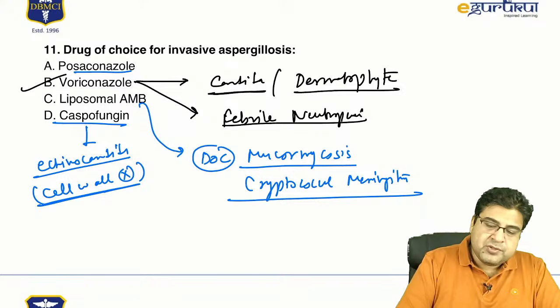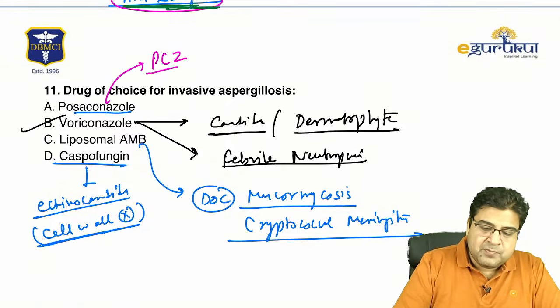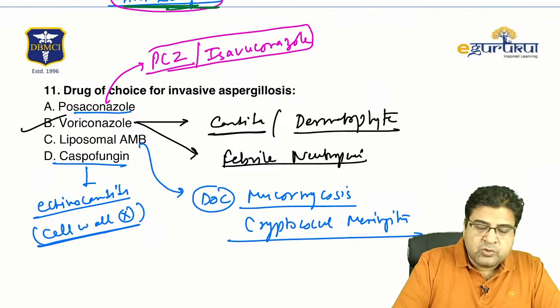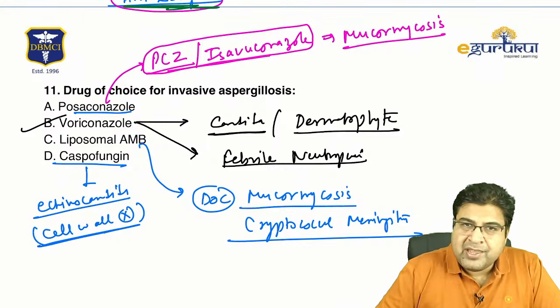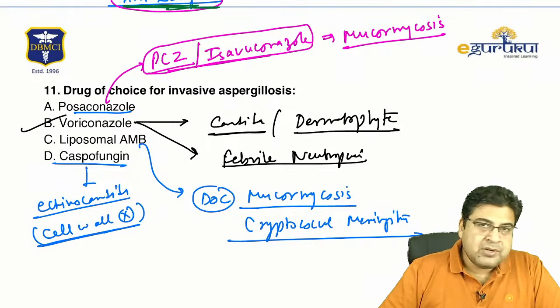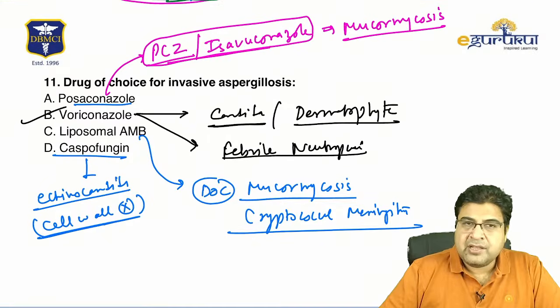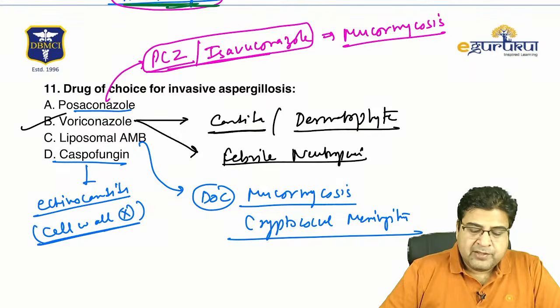Now, where do we use posaconazole? So guys, we have two azole medicines. One is posaconazole, second is isavuconazole. These medicines are mainly given for mucormycosis along with liposomal amphotericin B. So posaconazole and isavuconazole are the medicines which are given for mucormycosis along with liposomal amphotericin B. Right? So question number 11, answer is B.